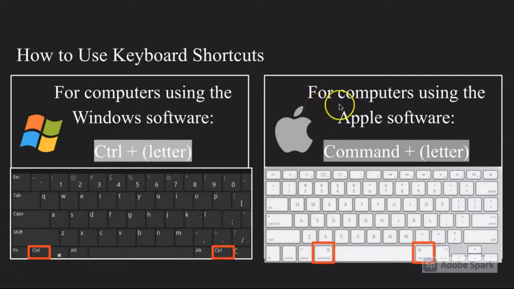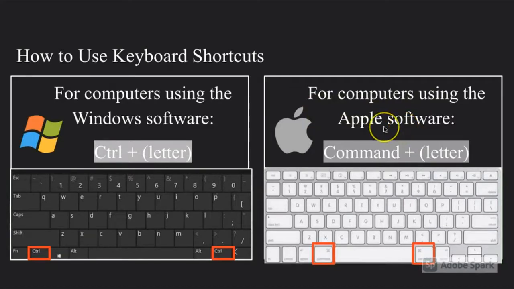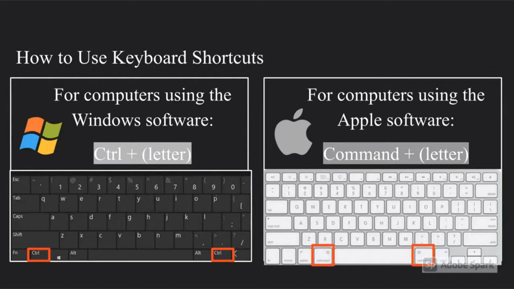If you are using a computer with the Apple software, that means that you do not have a control button on your keyboard. You have a command button. You have one on the right side of the spacebar or on the left side of the spacebar. To use keyboard shortcuts, you will need to use the control button for Windows machines. This means that you click and hold one control button, and then you click on a letter you want. If you are using a computer that has the Apple software, then you need to click and hold one command button, and then click one letter that you want to use.